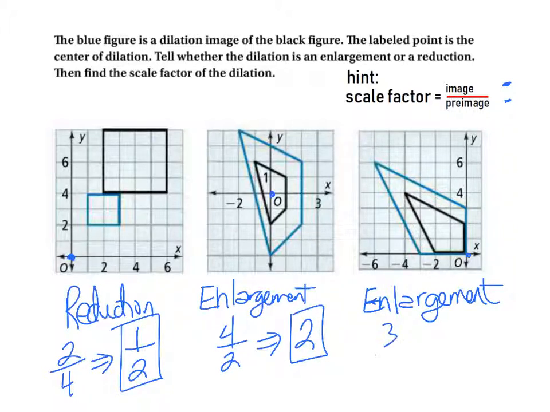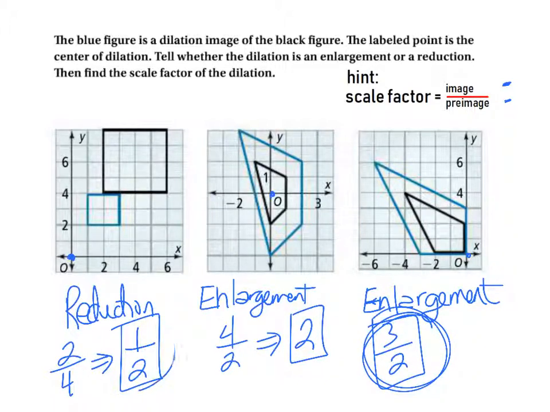And if nothing else, if you get it backwards, check and make sure that it makes sense. If it's going to be an enlargement, then the scale factor is going to be bigger than 1. But if it's a reduction, that scale factor is less than 1.